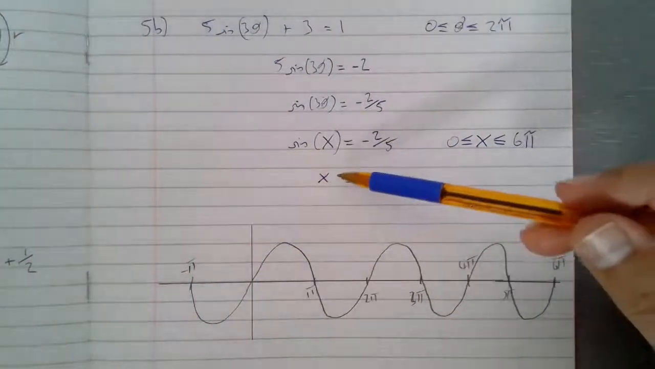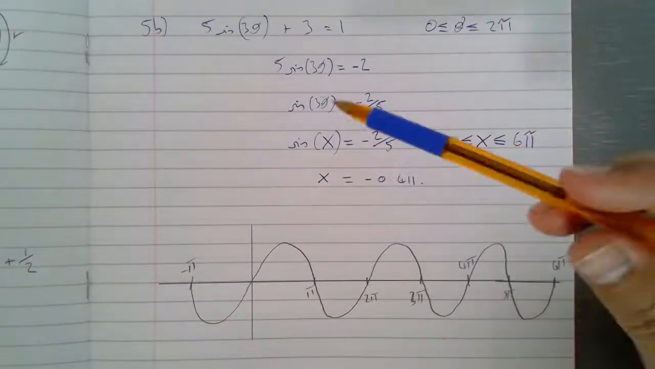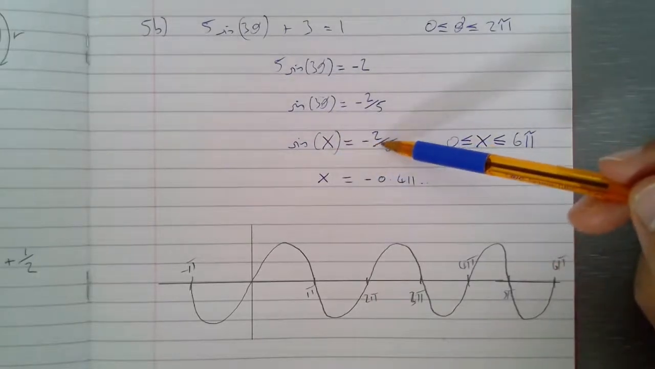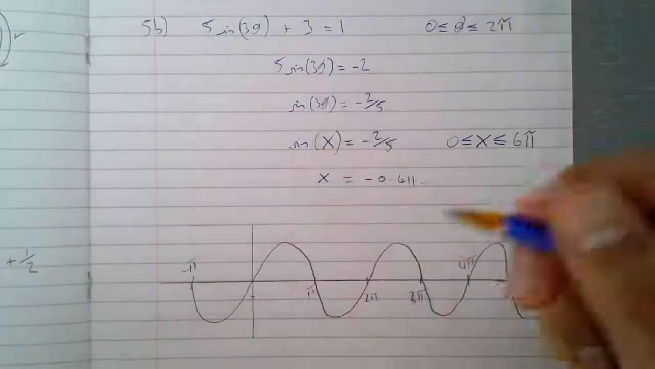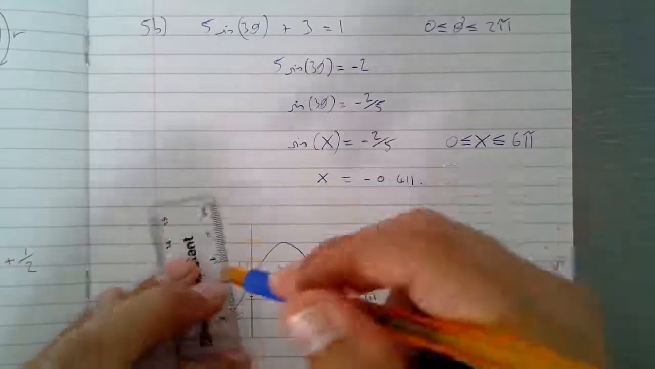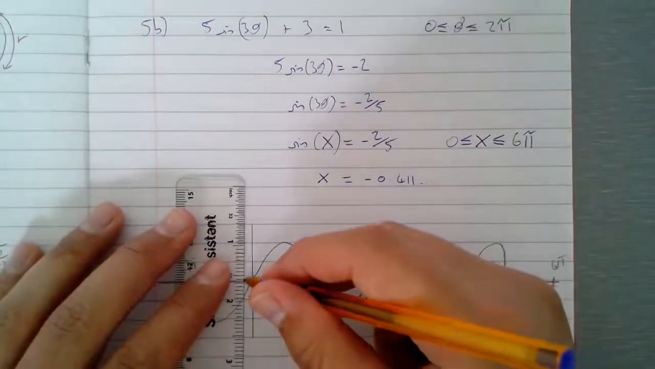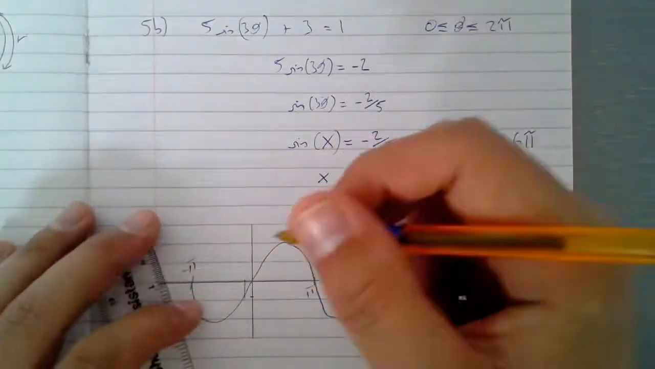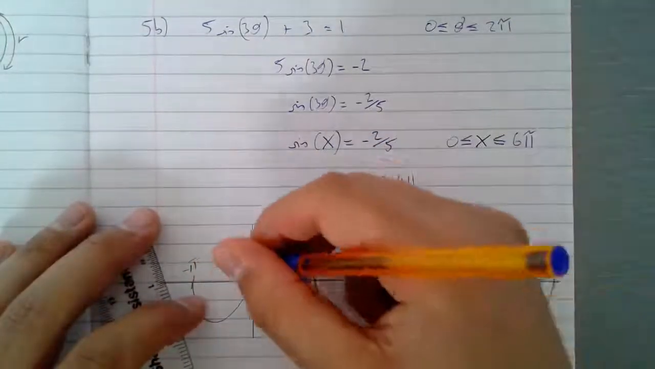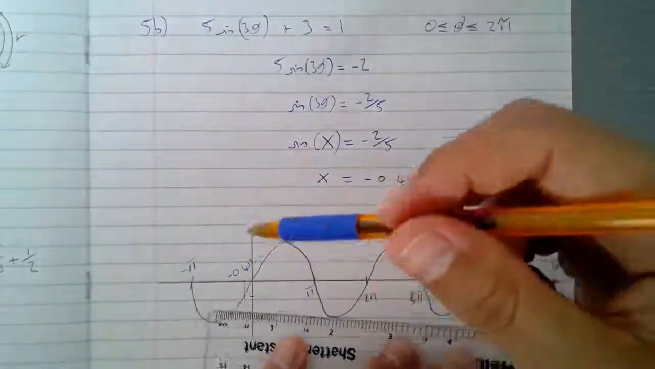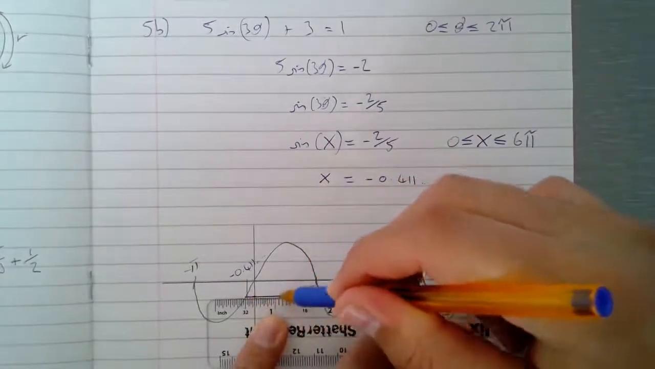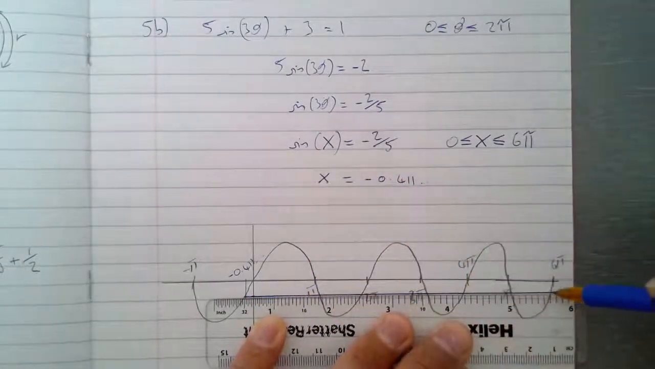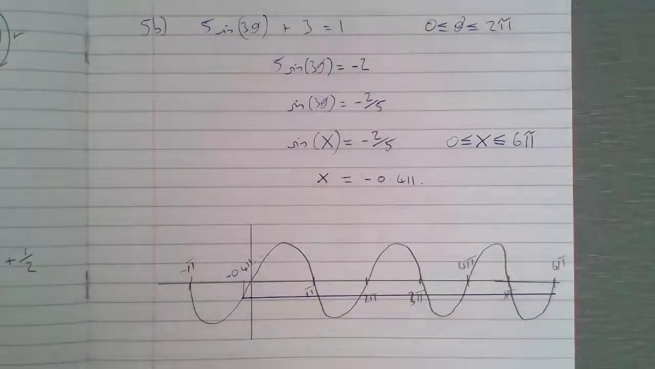Okay, so it says x is minus 0.411, and when I stick that into sine, I get minus 2 over 5. So minus 2 over 5 is going to be somewhere out here on my axes. This value here is going to be minus 0.411. When I plug it in, it gives me minus 2/5. And what I want to do is draw a line straight across here and find out what other values for big X would give me minus 2/5.